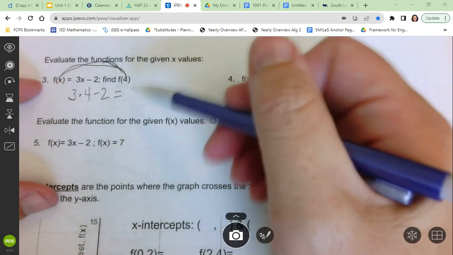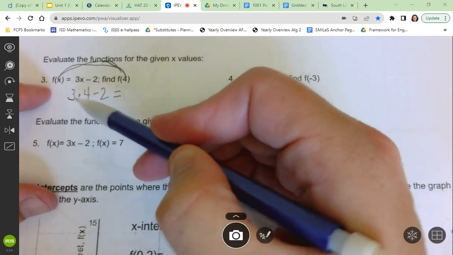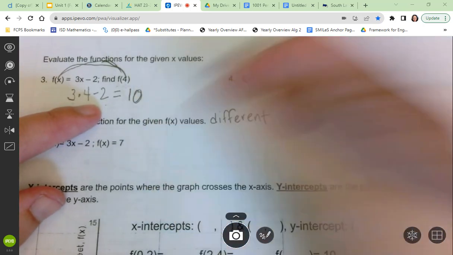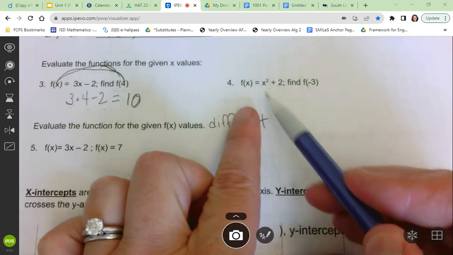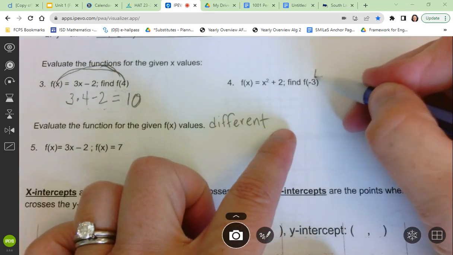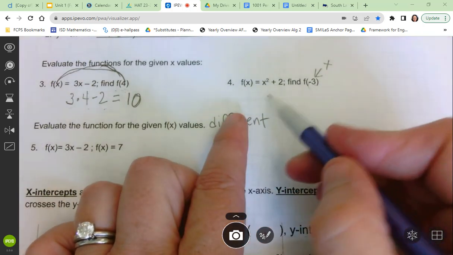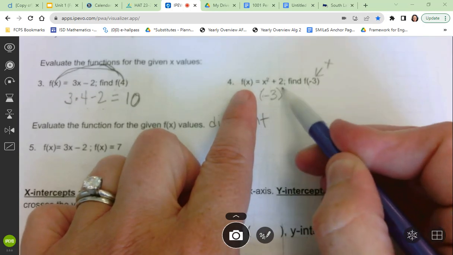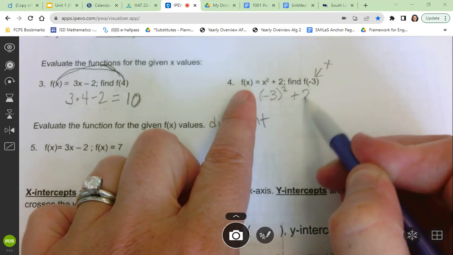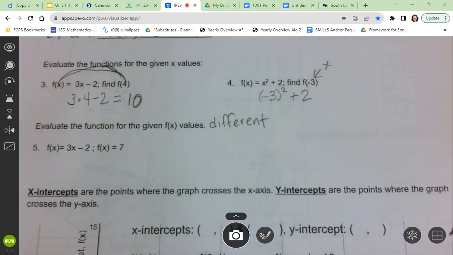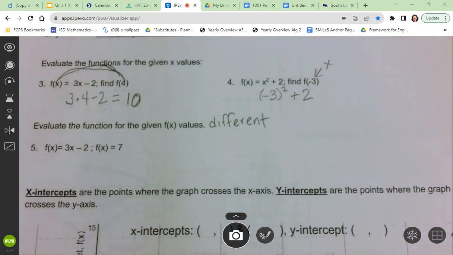Okay, so in this problem, we replace the x with 4. 3 times 4 is 12, minus 2 is 10. Over here, it's the same thing. The x is negative 3. And so I'm going to replace this x with negative 3. And I put parentheses on it to remind me not to just square the 3, but to square the negative 3. And let me show you what the difference is.